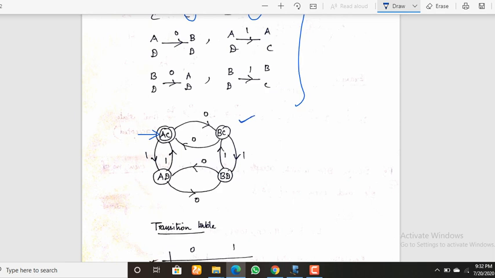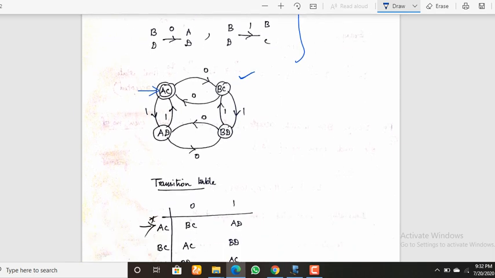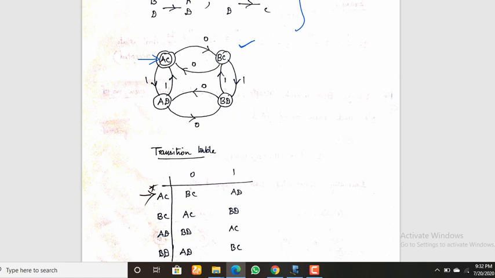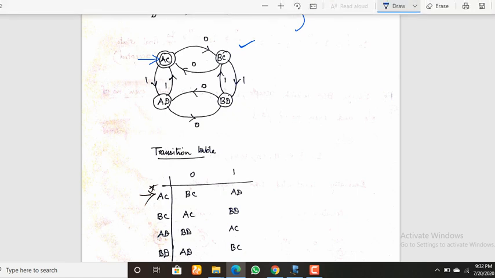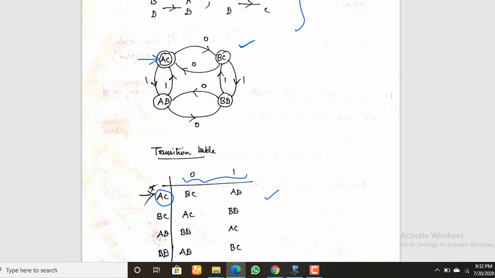Then, what's the next step? You have to write the transition table from the transition diagram. Okay. So these are all the states: AC, BC, AD, BD. AC is the starting state as well as the final state. So these are your input symbols. So this is your answer. Okay, the first problem is over. So let us move on to the second problem.